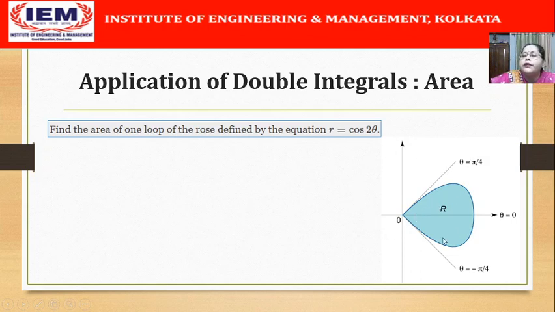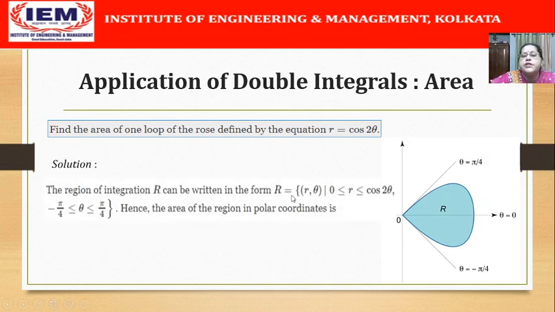And what are the limits of theta? As already shown here, we can see that theta will vary from minus pi by 4 to pi by 4. So the region we can now write in this form, that set of points r, theta, where r is varying from 0 to cos 2 theta and theta is varying from minus pi by 4 to pi by 4.